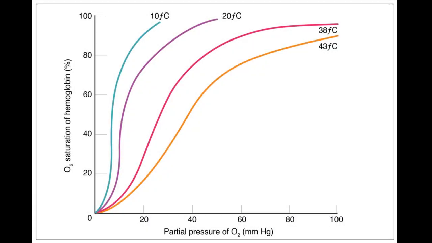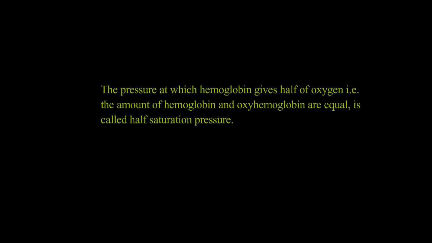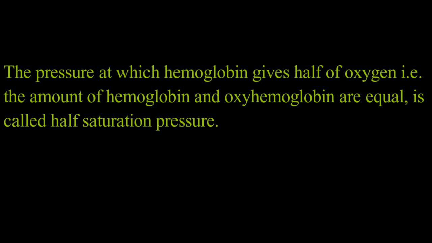Oxygen dissociation curve is a graph obtained by plotting percentage of oxyhemoglobin at each oxygen concentration. When hemoglobin is fully saturated, it no longer takes oxygen. At low partial pressure, however, it gives oxygen. The pressure at which hemoglobin gives off half of oxygen, that is, the amount of hemoglobin and oxyhemoglobin are equal, is called the half saturation pressure.